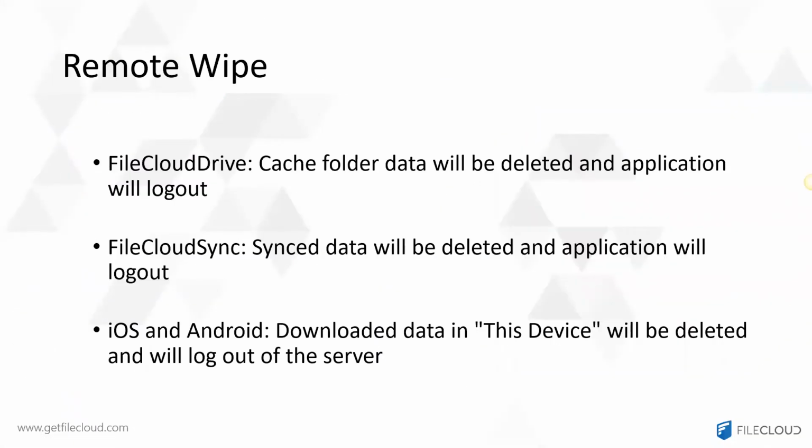So this one I've listed here for you to see. If you do a remote wipe, the effect if the user is using FileCloud Drive is that the cache folder data will be deleted and the application will log out. If you're using FileCloud Sync, the sync data will be deleted as well and the application will log out. And for mobile devices, iOS and Android, the downloaded data on the device will be deleted and will log out of the server.